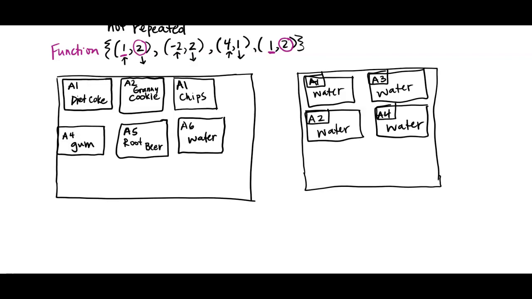Right? And that's like having something like this. If I had (1, 3), (2, 3), (3, 3), (4, 3), right? It's still a function because notice my x values are unique. It doesn't matter that my y values are the same. It doesn't matter that water comes out, and all of that, okay?